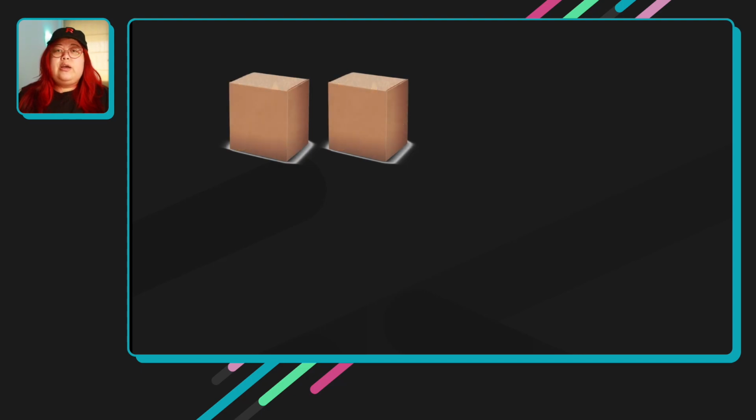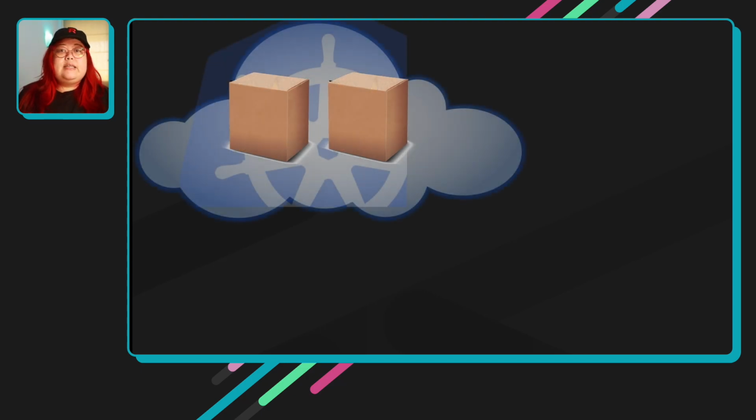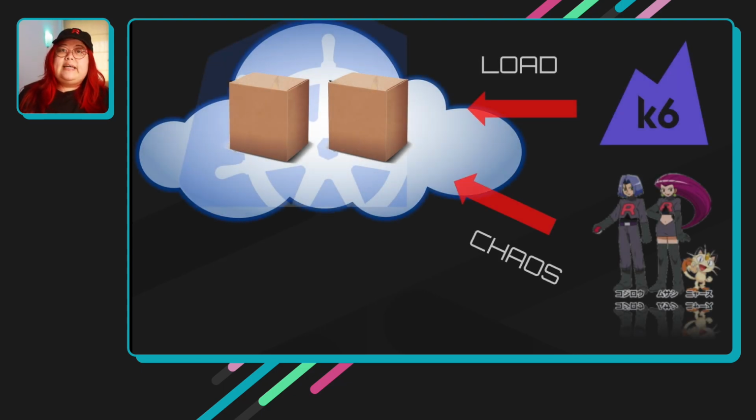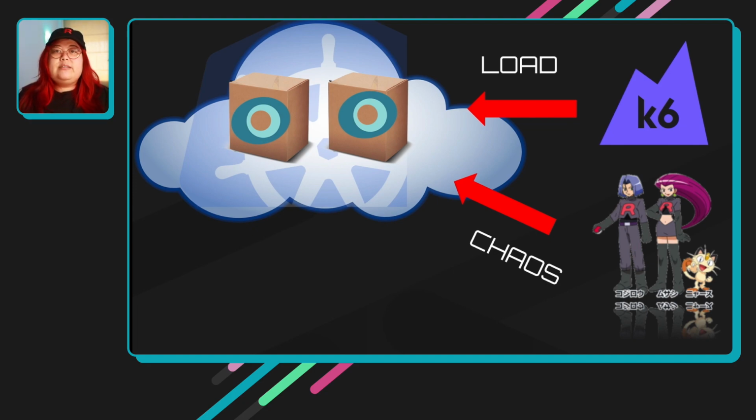Here's the plan. I want to deploy an application, our Pokemon, on Kubernetes in the cloud. I'm going to run load tests and some chaos experiments against it. But before that, I'm going to set up monitoring on the application components so that I see what's happening every step of the way. So here's the problem.